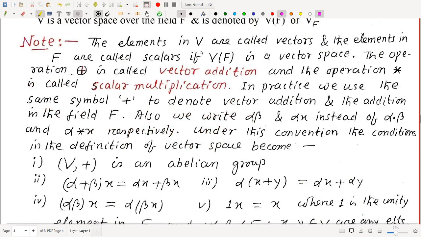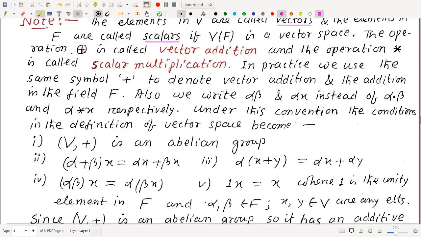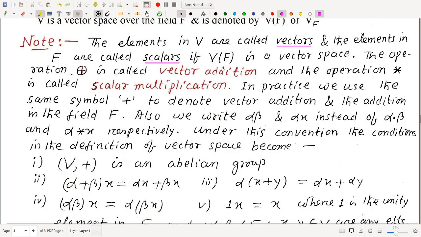Note, the elements in V are called vectors and the elements in F are called scalars. Whenever V is a vector space over the field F, the elements in V will be called vectors and the elements in F will be called scalars. The operation circulated plus is called vector addition, and the operation star is called scalar multiplication. Alpha is a scalar, x is a vector, so alpha star x is scalar multiplication.